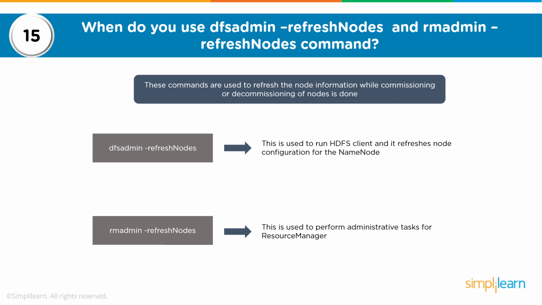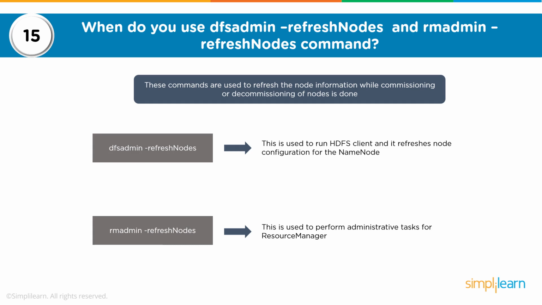Now, when do you use DFS admin refresh nodes or RM admin refresh nodes? So as the command says, this is basically to do with refreshing the node information. So your refresh nodes is mainly used when, say, a commissioning or decommissioning of nodes is done. So when a node is added into the cluster or when a node is removed from the cluster, you are actually informing Hadoop master that this particular node would not be used for storage and would not be used for processing. Now in that case, once you are done with the process of commissioning or decommissioning, you would be giving these commands, that is refresh nodes and RM admin refresh nodes.